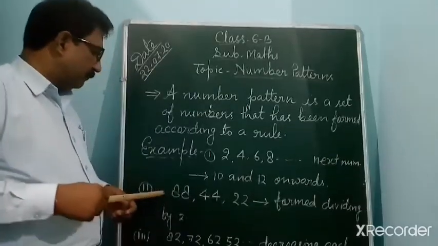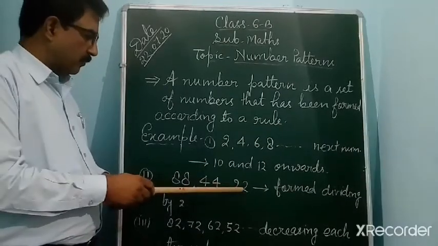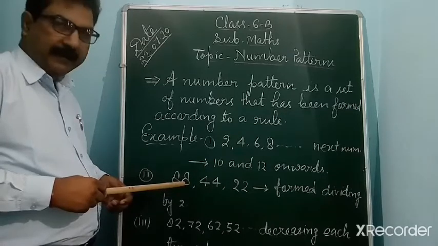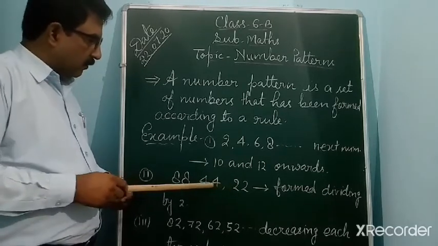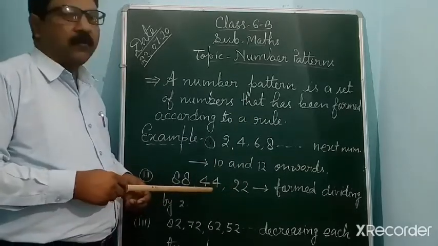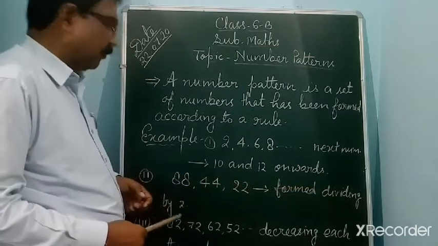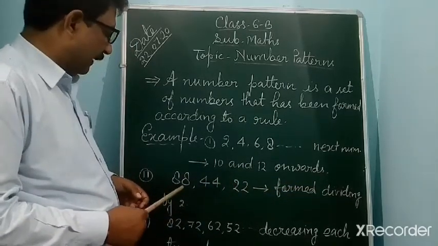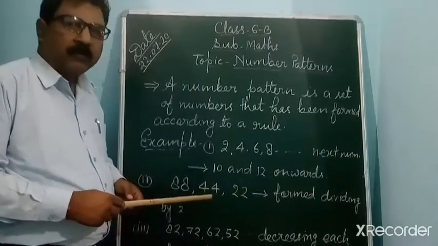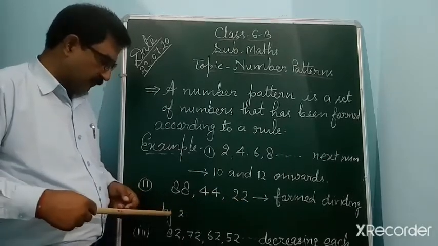Second example, you see 88, 44, 22. See, 44 is just half of 88 and 22 is just half of 44. This pattern is found by dividing by 2. If you divide 88 by 2, it will come 44. If you divide 44 by 2, it will come 22. So it follows the pattern of dividing by 2.